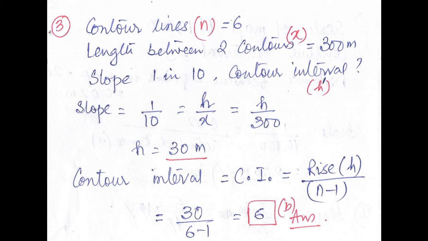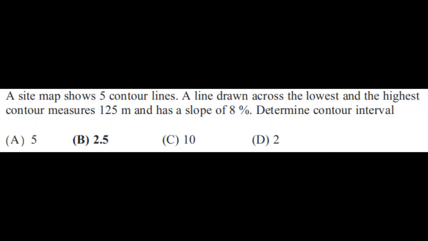So that comes out to be 30 divided by 6 minus 1, that is 6. So option is B. A site map shows 5 contour lines. A line drawn across the lowest and the highest contour measures 125 meter and has a slope of 8%. Determine contour interval. Option A 5, option B 2.5, option C 10, option D 2.